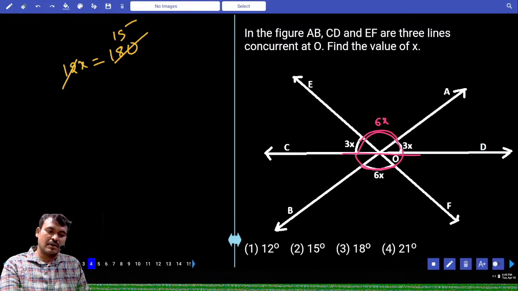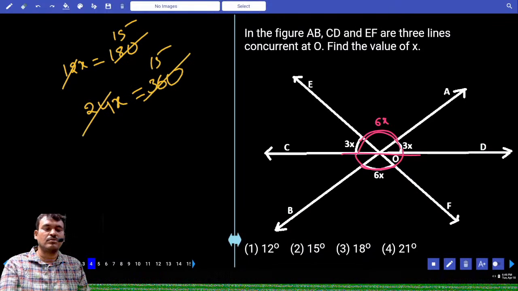360 degrees. But value wise, 24x equals how much? 360. 24, 15 times, or not?